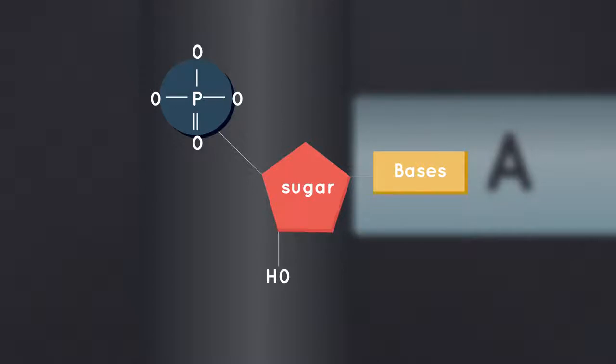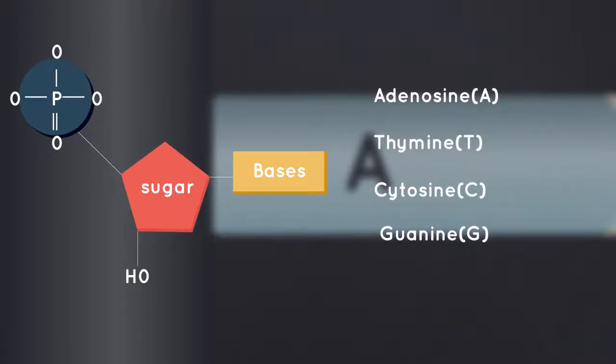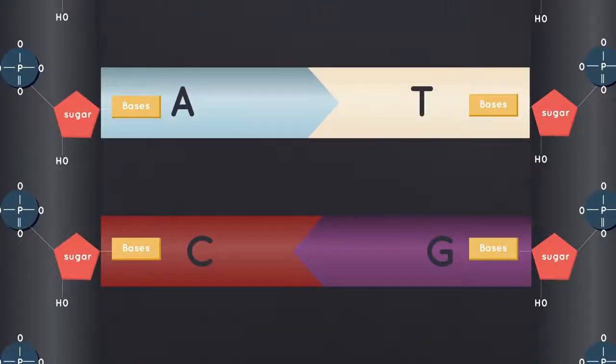When people think of DNA, they usually think of these bases. There are 4 bases: adenine, thymine, cytosine, and guanine. But just remember A, T, C, and G. And it is best to remember in this order: A, T, C, G.